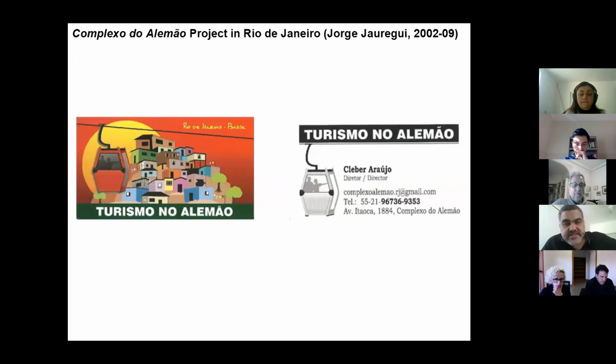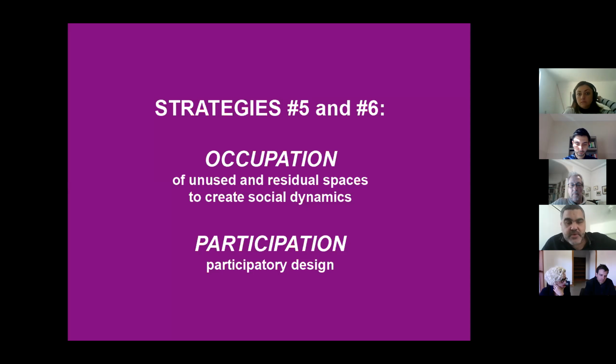The change is that the gondola lift became not only a symbol, a mark in the landscape and the symbol of the new Complexo do Alemão, but also attracted tourists. The tourists started to visit it, and there are people from the favela who nowadays work as tourist guides for people who want to visit the complex that was known as a very violent complex and now is visited by tourists. Strategies number 5 and 6 are occupation of unused and residual spaces to create social dynamics, and participation. I mean, the participation of the local people in designing these interventions.